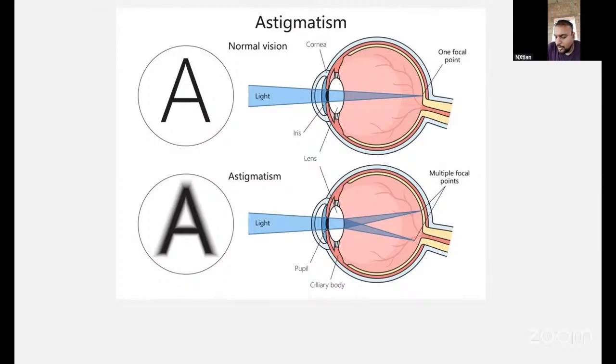So just write it down. It is due to imperfect spherical nature of eye lens.